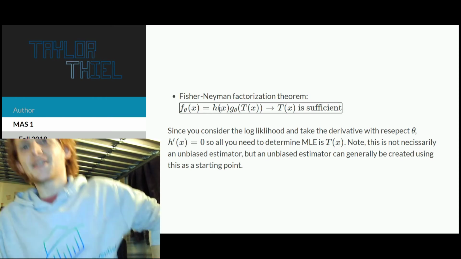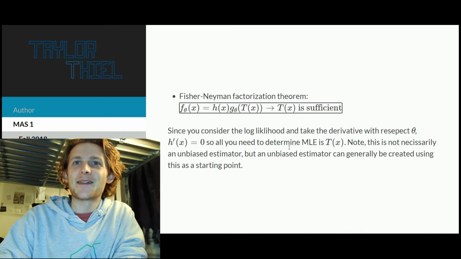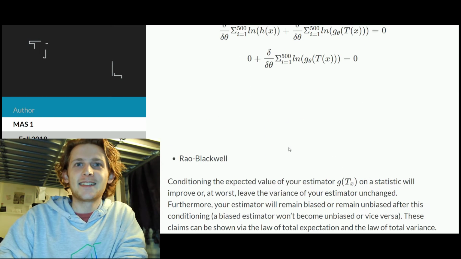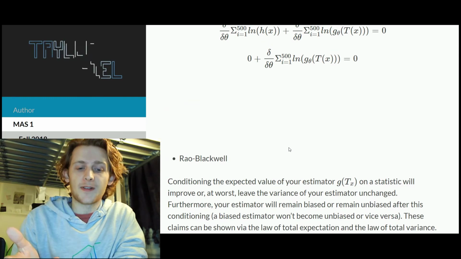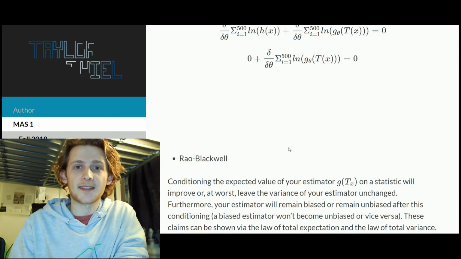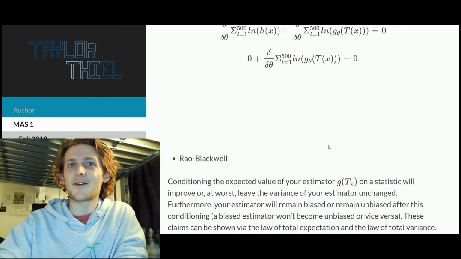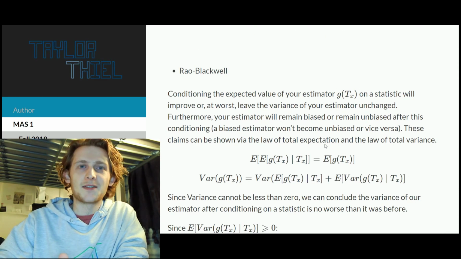Okay, so it's a lot of rambling, but so there's that. So at this point, we now know how to find the sufficient statistic. So that's where we're at right now. The next step is to know Rao-Blackwell.